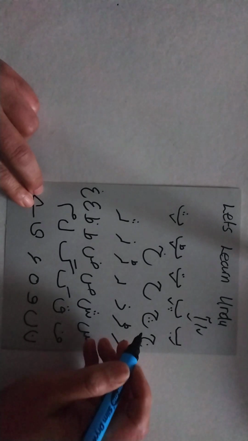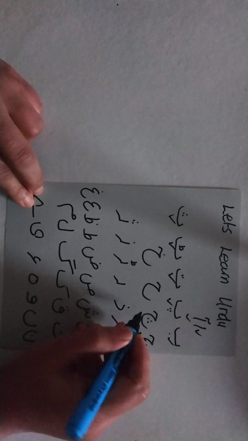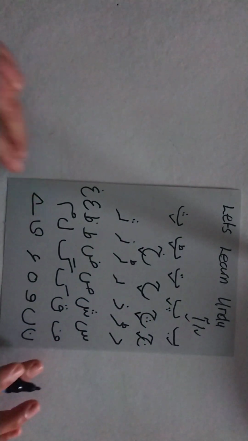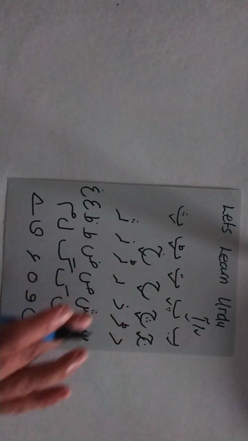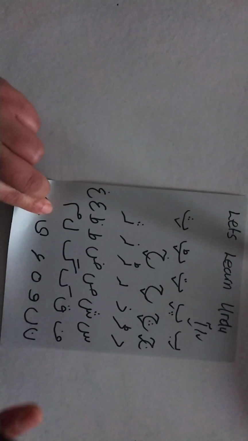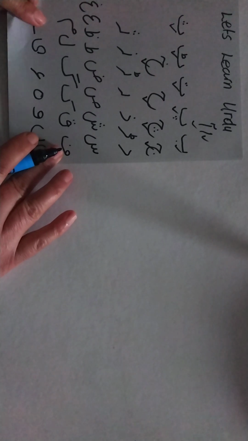Today we are going to learn four more alphabet letters, which are Jim, Che, Ha, and Kha. We chose these four because they are similar looking, even though they are very different in sound. So what we're going to do is write here, Jim.